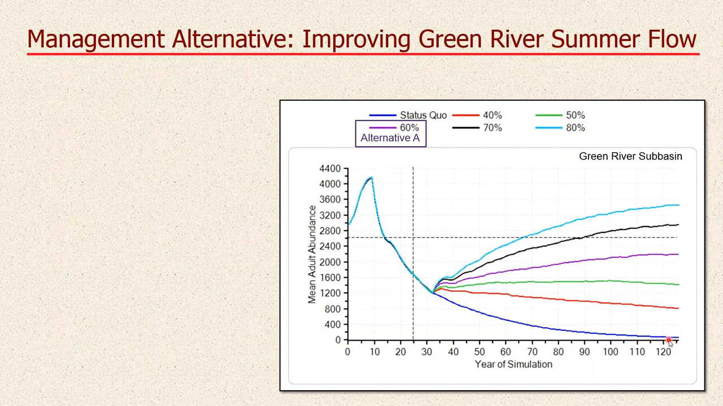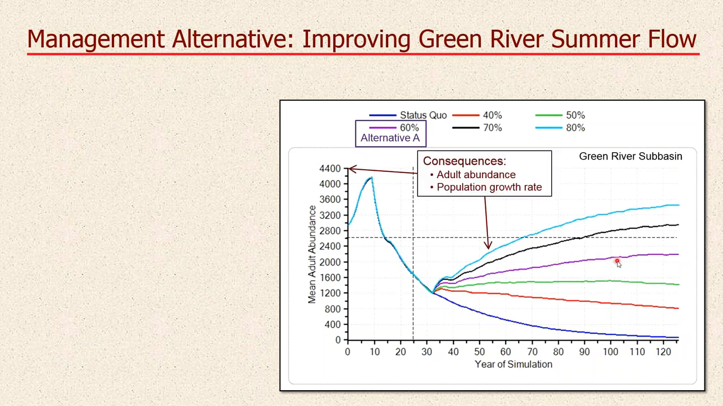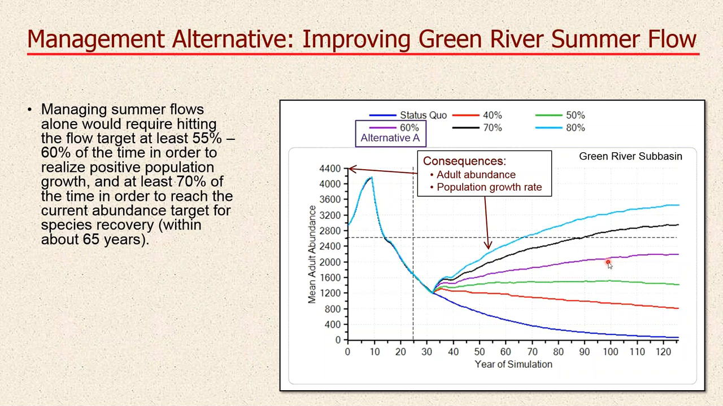Under our understanding of the system that we currently have, with all of its uncertainty and all of its variability, we assume that if we don't do anything to the system, we're going to continue this population decline. But we can see that as we increase the frequency of optimal flow achievement, we start seeing a bit of a transition point, an inflection point, where somewhere between 50 to 60% of years or 60 to 70% of years achieving optimal flow, we begin to see success.